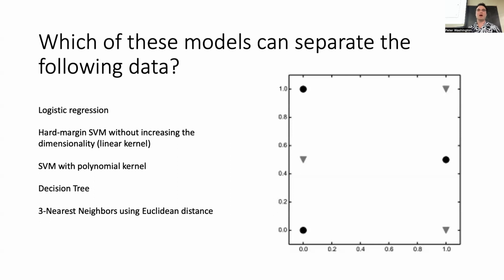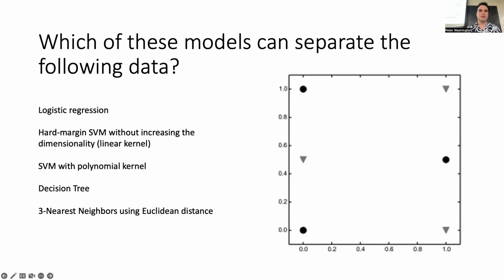What about a hard margin support vector machine that doesn't use a kernel, or doesn't increase the dimensionality of the data in any way, just a plain hard margin SVM? Raise your hand if that can separate these data. Raise your hand if it can't. Okay, the majority said can't. Good, because it's just learning linearly separating boundaries by definition. What about a support vector machine with a polynomial kernel like the one we learned about in class? Raise your hand if it can separate that. Raise your hand if not.